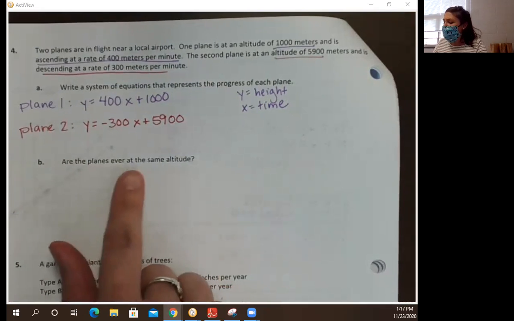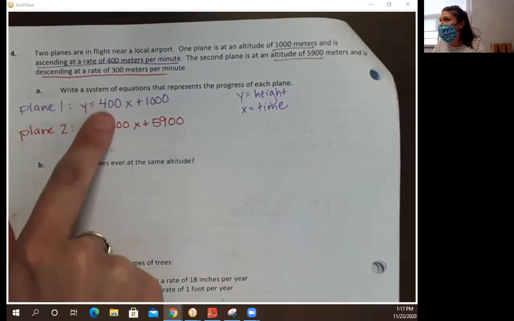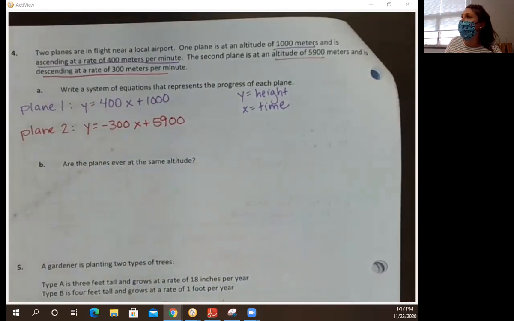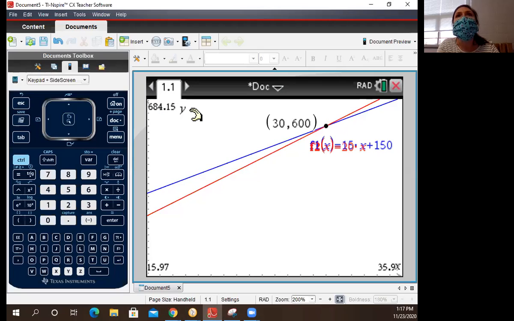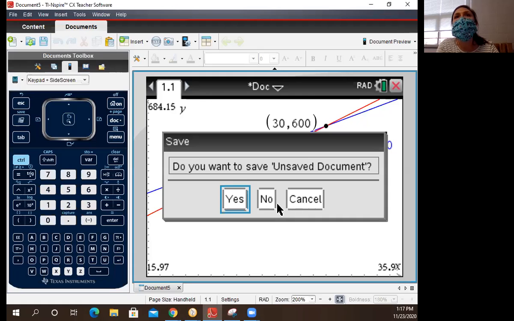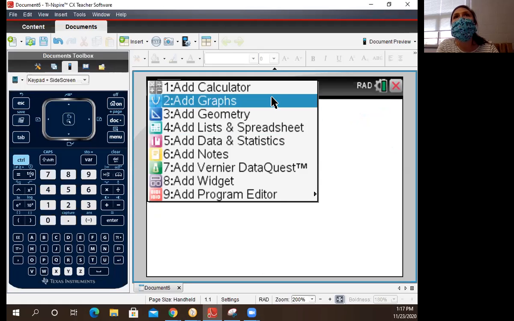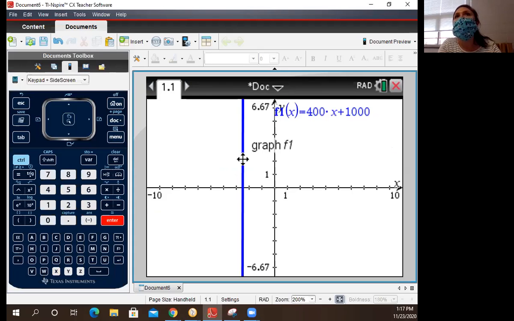Okay. The only way they would not ever be at the same height at the same time is if my lines were parallel. I know that they're not parallel because their slopes are not the same. So I'm going to go ahead and figure out when they are at the same height and what that height is. So I'm going to bring up my calculator again. And then I'm going to go ahead and actually just get rid of this, make a new document, scrap that and start from scratch. So my first graph would be 400x plus 1,000. I get something really steep.